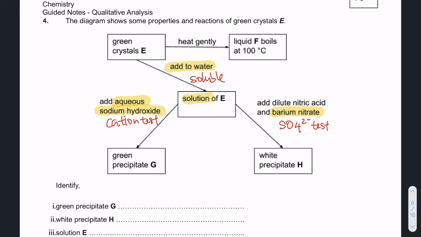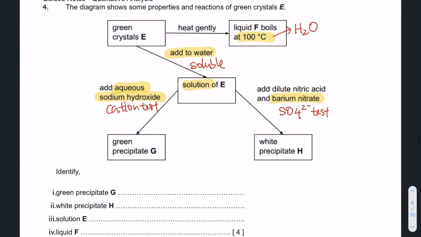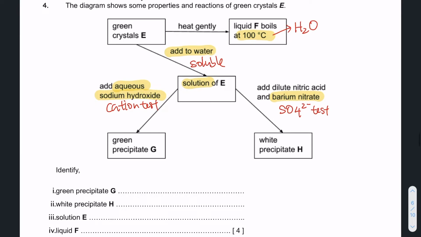What other clues do I see? Clues I see is that 100 degrees Celsius. And when it's 100 degrees Celsius, I will think boiling point of water. So these are all the clues that I have first. So I will break it down slowly. So let's first look at G.